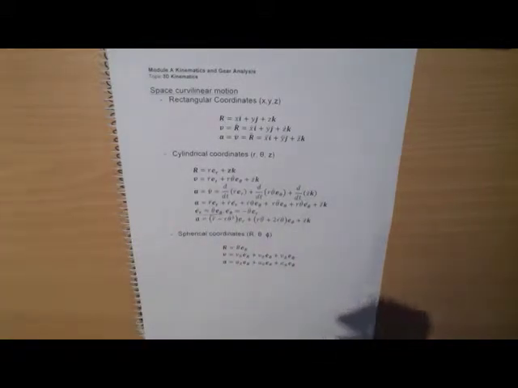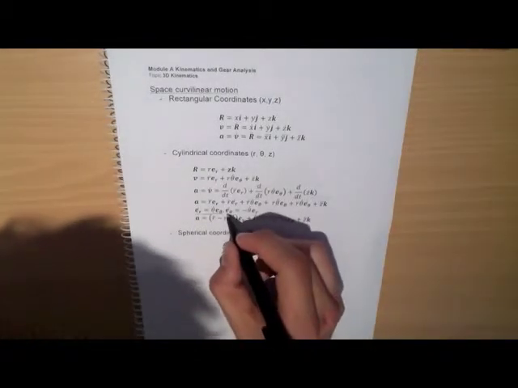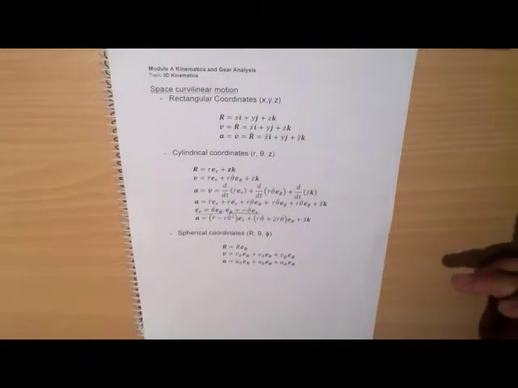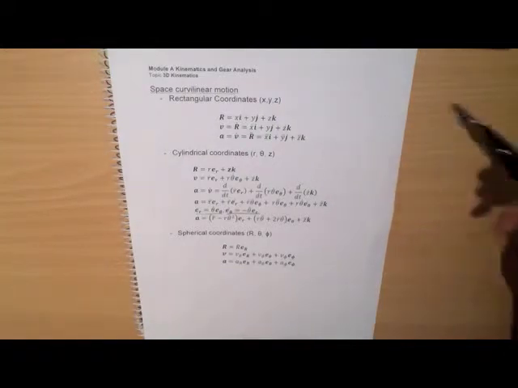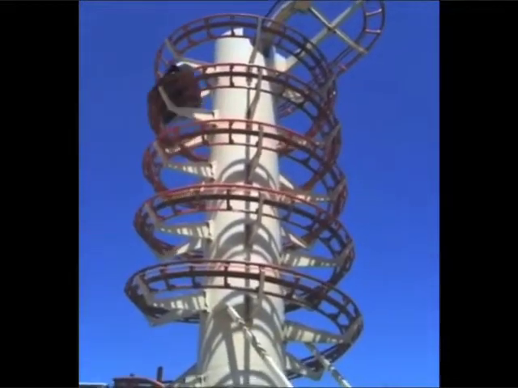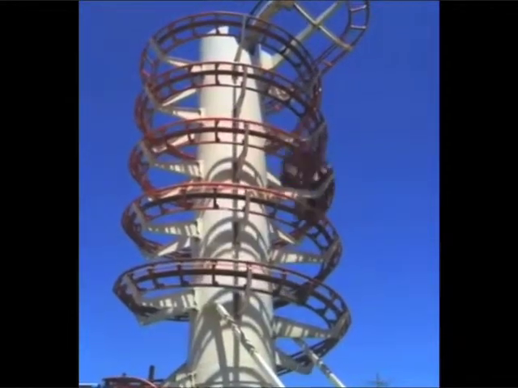The time derivative in the e_r direction is theta dot e_theta, and the time derivative in the e_theta direction is minus theta dot e_r. You can use those two properties to differentiate and make all these equations. So you might ask yourself, where might we use cylindrical coordinates? And here, in a roller coaster. Where else?